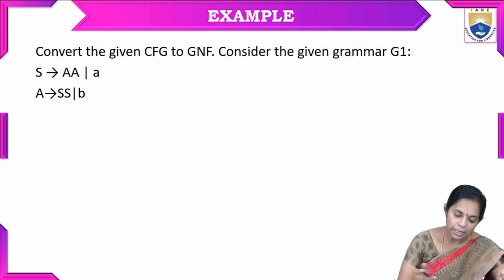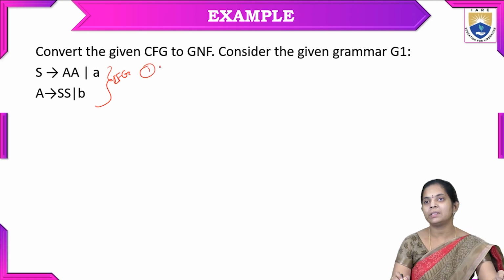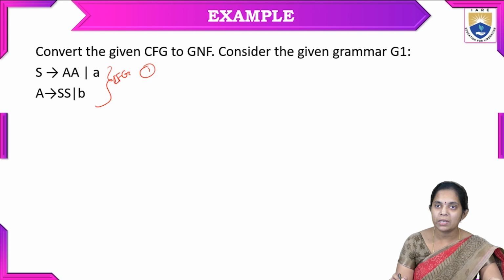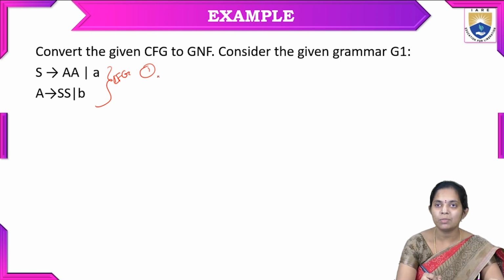We will have a grammar. This is a context-free grammar, so the first step is we have to minimize this grammar. In the minimization, we have to check whether useless symbols and unit productions are there or not, and whether it has epsilon symbols or not. So these are the three conditions in the minimization of a context-free grammar.